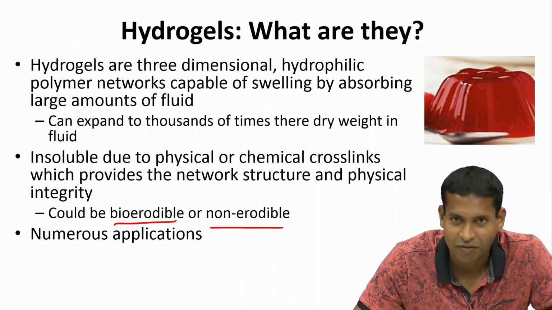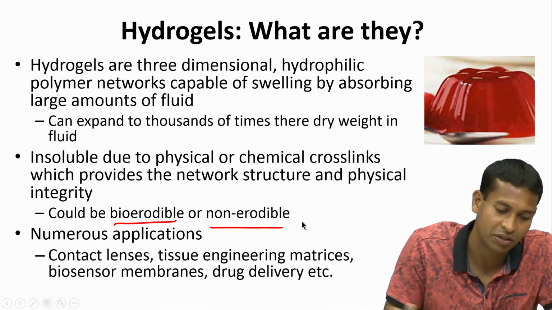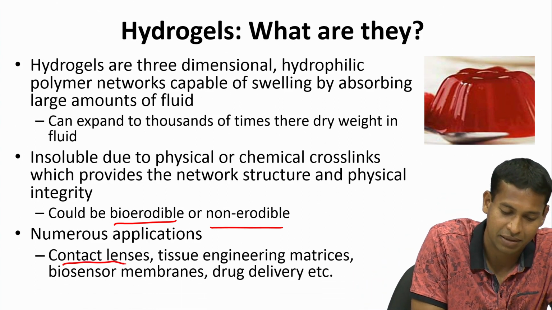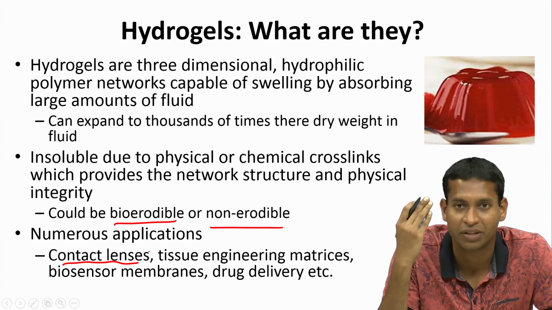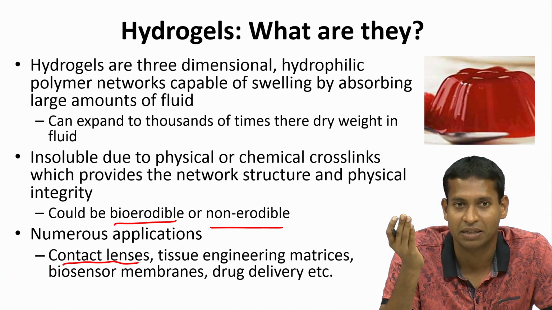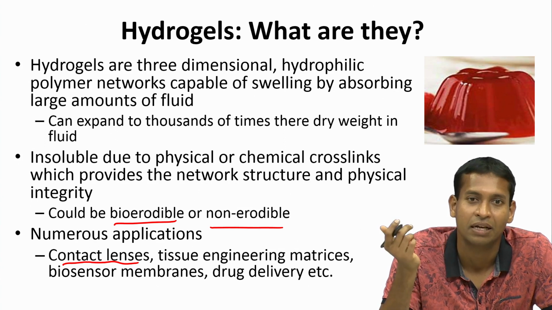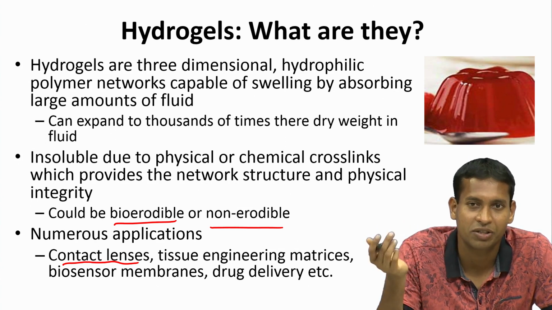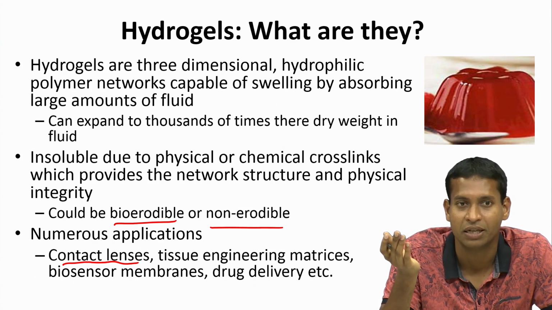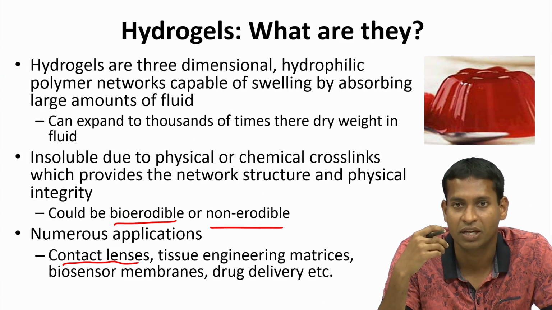And again there are several applications to this. They have been used in contact lenses. So, the contact lenses you will see people wear on their eyes in the front. Not only do they have power, but they can also protect the eyes, and hydrogels are used very often for that. They have been used very widely in tissue engineering matrices, and we are going to talk about that as we go along in the course. They have been used in biosensors, they have been used in drug delivery.